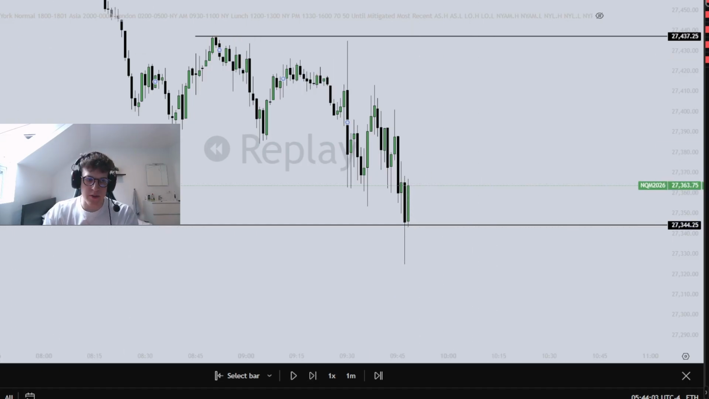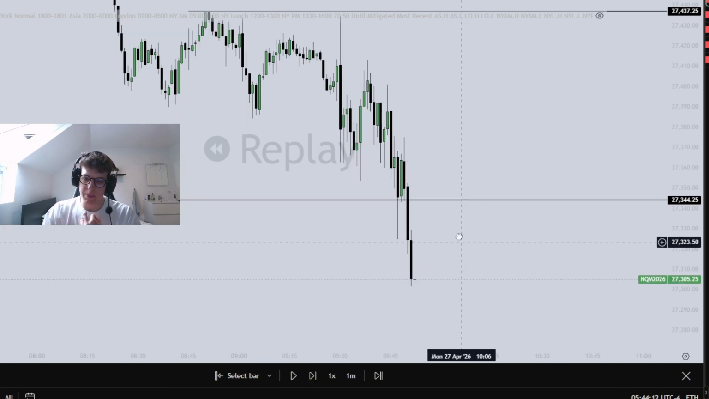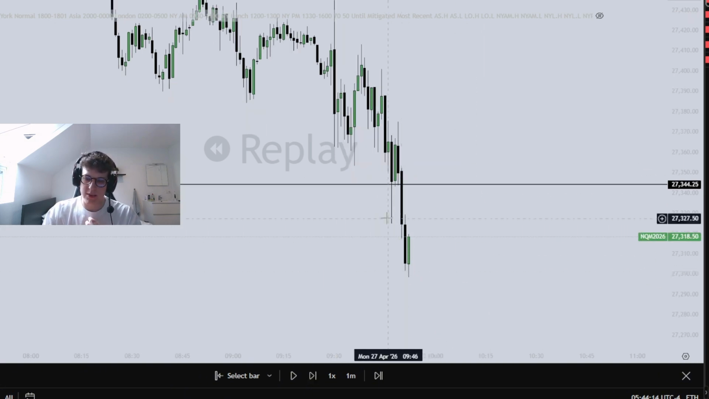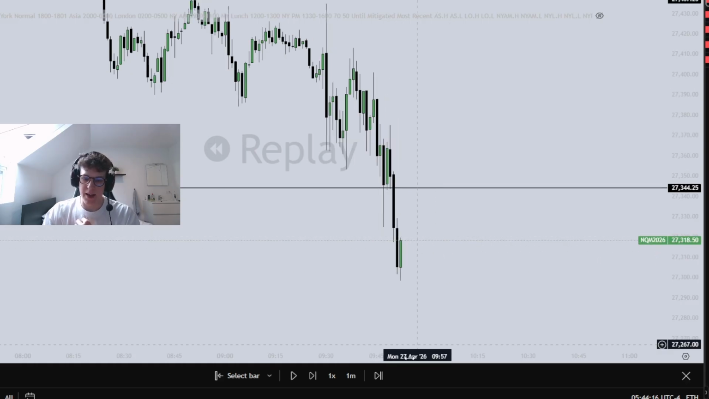I didn't enter. Did I enter there? Let me double check. No, I did not enter here. I wasn't that confident. I need more confirmation with more SMTs. We had a resweep, and that is when we created a new SMT right there. And that is where I looked for my entry. My entry was on the next candle.